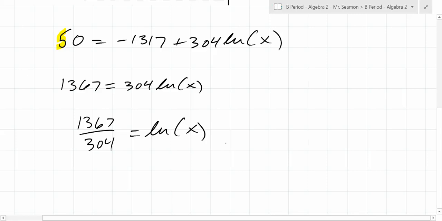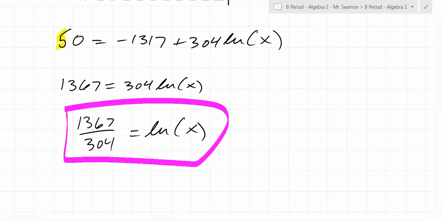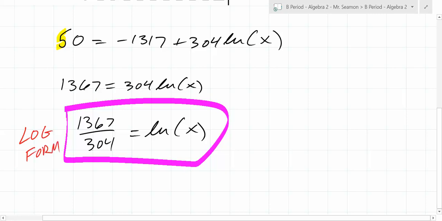What form is that in right there? Is that log form or exponential form? This is log form. So what form could we put it in? What is ln? ln is what? Log base e. Sorry, log base e. ln is just shorthand. It means log base e.